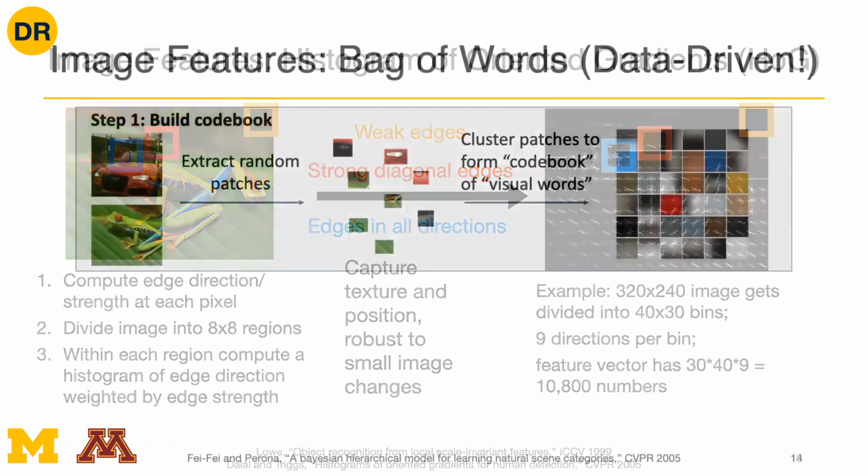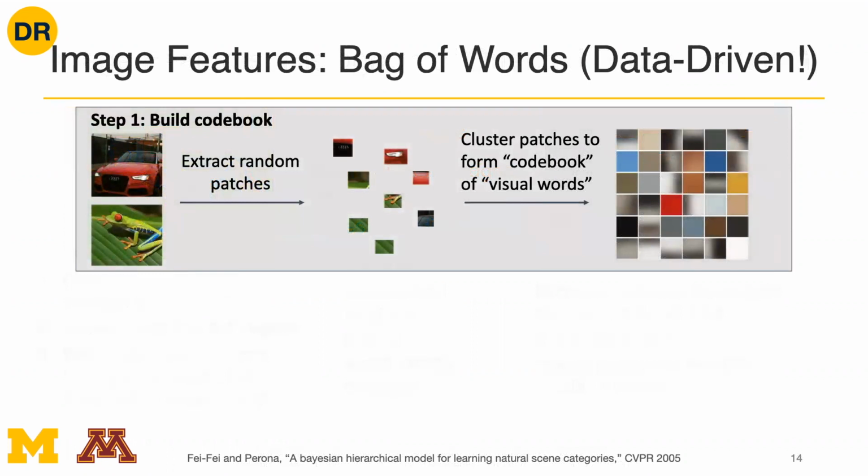One other feature that is very popular in the computer vision community is bag of words. As opposed to the other two features, this is data-driven. What essentially happens here is you have a training set, and random patches are drawn from the training set and they are clustered. So you can have a cluster mean and a cloud of these patches in a feature space.